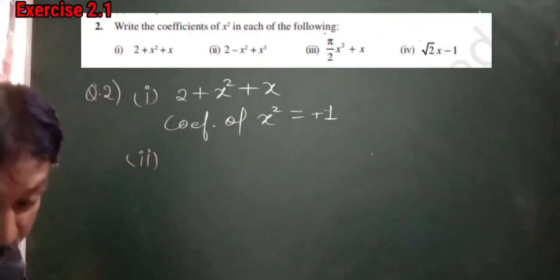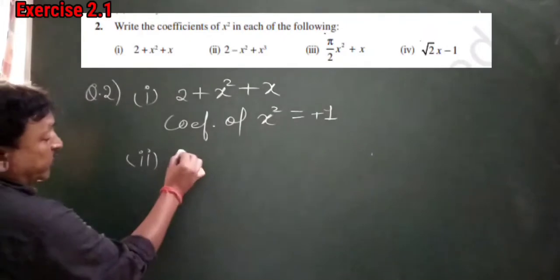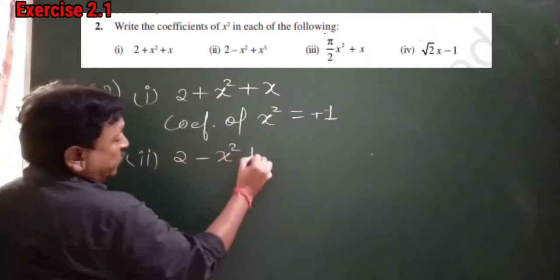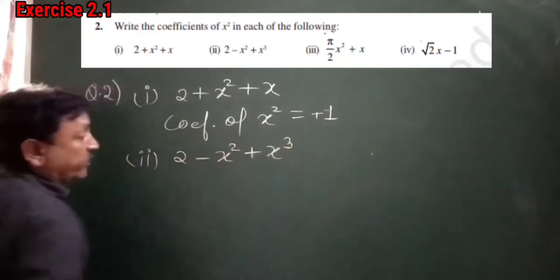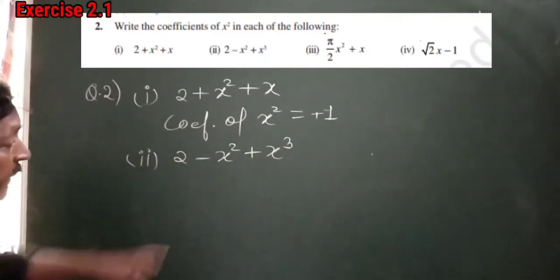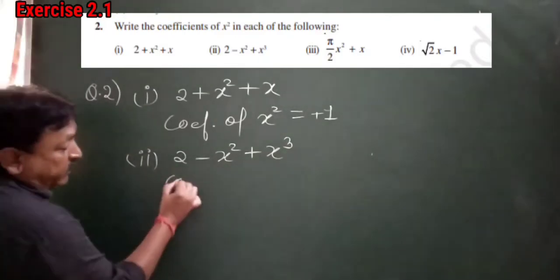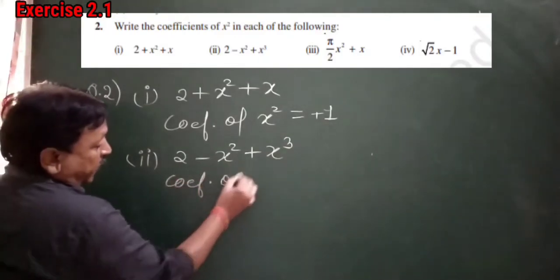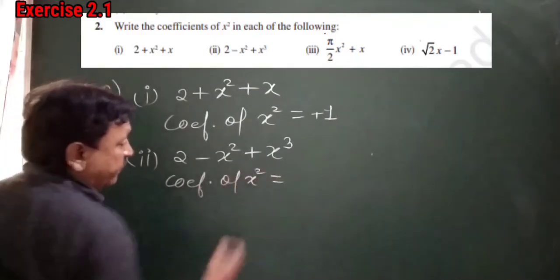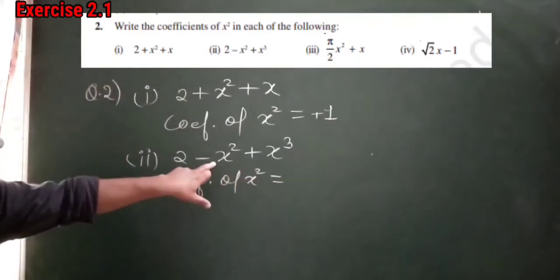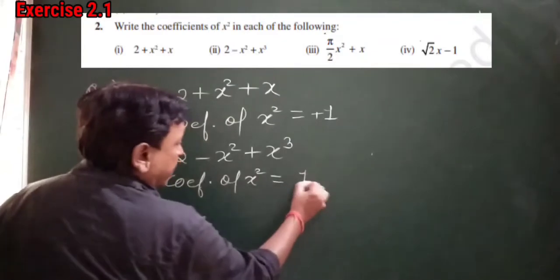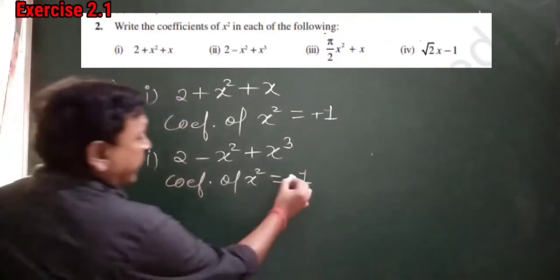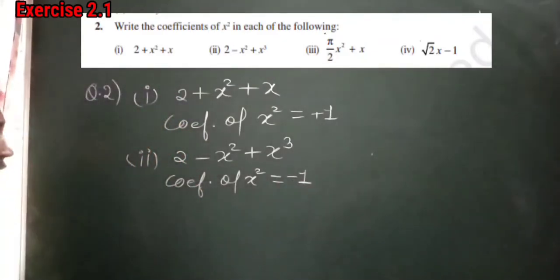See its second part: 2 minus x square plus x cube. So we have to write again the coefficient of x square. If nothing is written here, it means it is 1 and its sign will be negative. So the answer is minus 1.